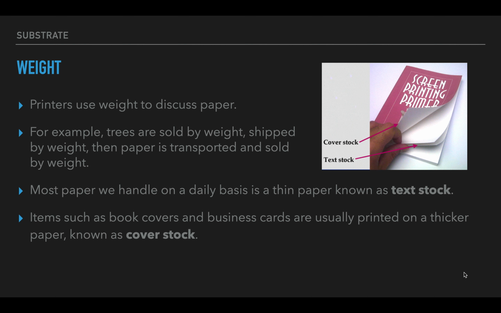Weight. Printers use weight to discuss paper. For example, trees are sold by weight, shipped by weight, then paper is transported and sold by weight. Most paper we handle on a daily basis is a thin paper known as text stock. Items such as book covers and business cards are usually printed on a thicker paper known as cover stock.